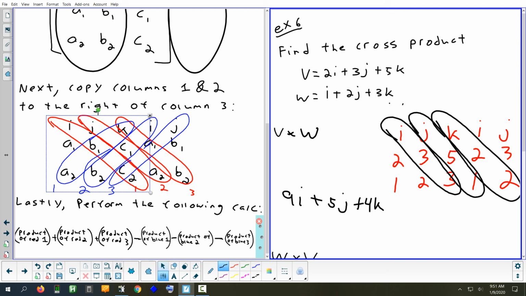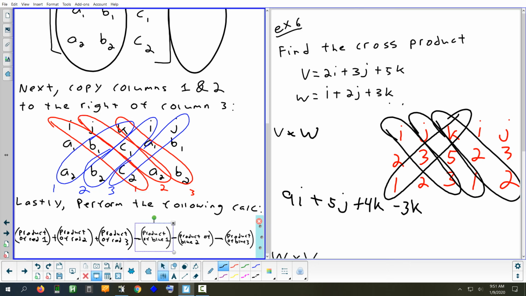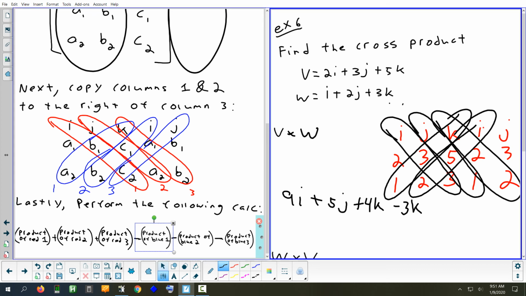Now, subtract the diagonals that go down and to the left. K, 3, 1. What's that? K times 3 times 1. 3K, and you're subtracting it. Then I, 5, 2, and you're going to subtract it.